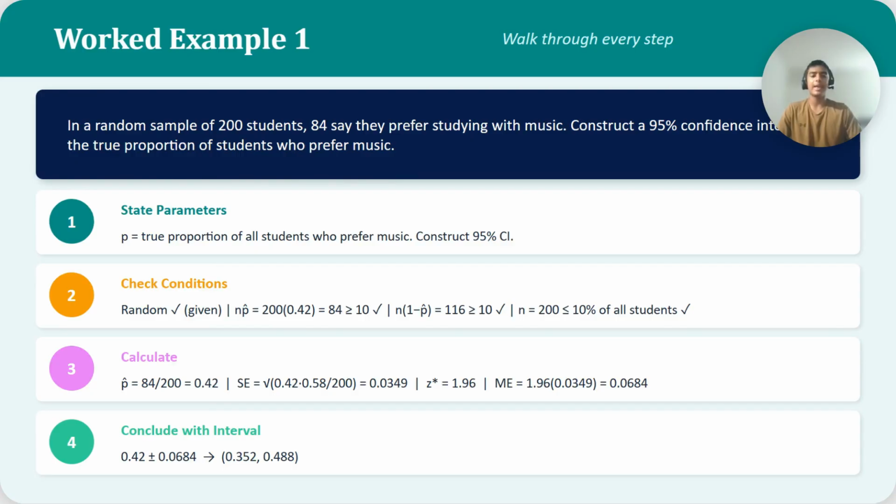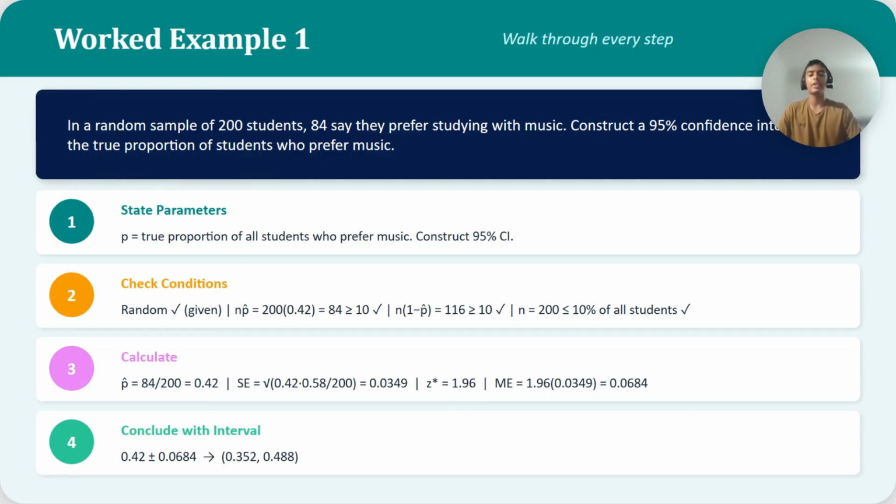N times p hat is 200 times 0.42, which is equal to 84. That's at least 10, so that's normal. N times 1 minus p hat is 116, and that's also at least 10, so that's normal. Now the 10% rule. 200 students is almost certainly less than 10% of all students. All three conditions check out and make sense.